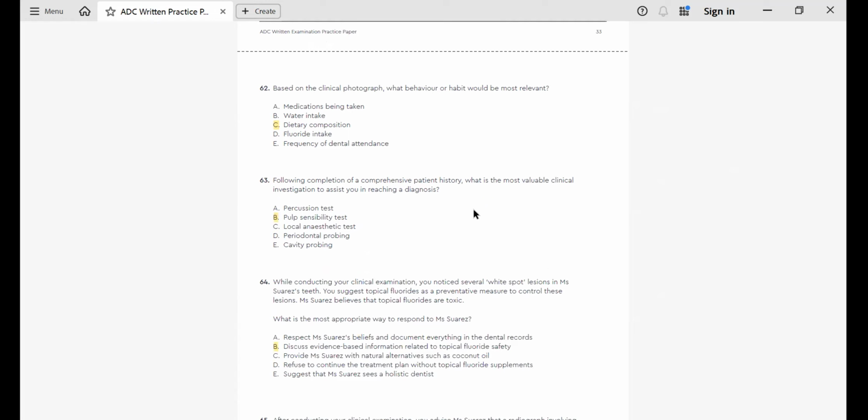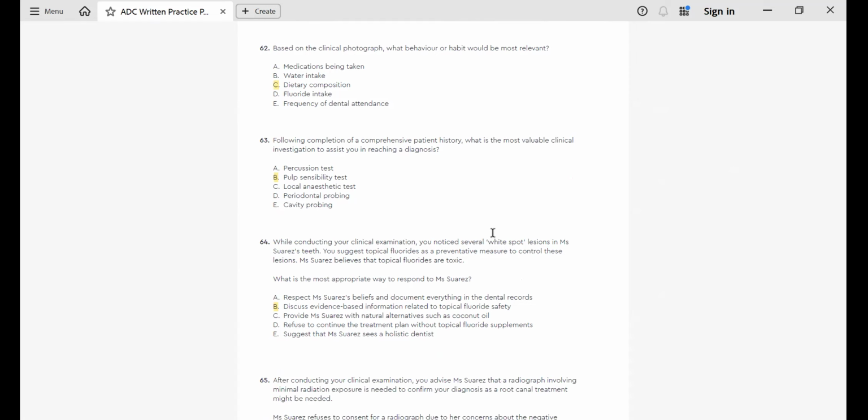While conducting your clinical examination, you notice several white spot lesions. You suggest topical fluoride. Miss Suarez believes that topical fluorides are toxic. What is the most appropriate way to respond to Miss Suarez? Discuss evidence-based information related to topical fluoride therapy. All right? That is your job to do. If the patient still disagrees, that's fine.